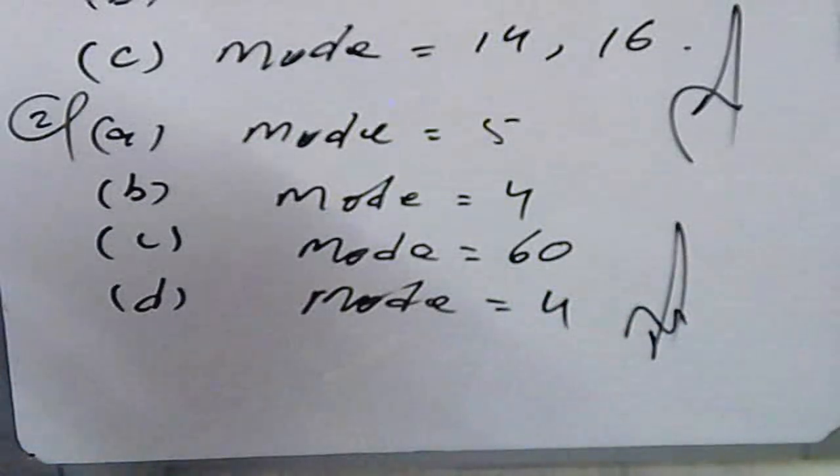So in mode we see the often repeated term, or in given diagrams or data we see the highest frequency, which column has the highest frequency. So that is what we have seen in your diagram; you can see it in your textbook.